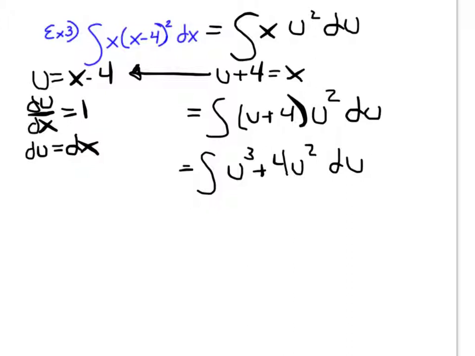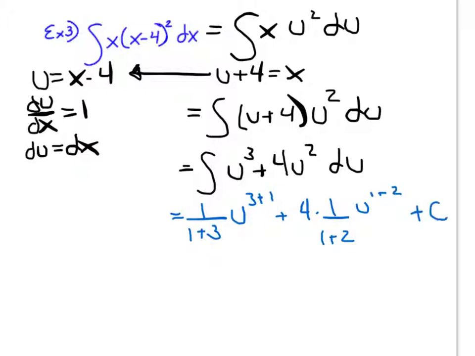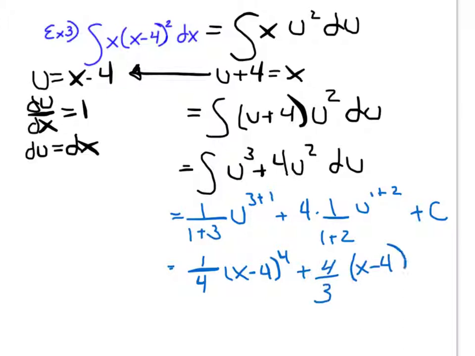So going ahead and integrating this problem, I see that my u cubed does become 1 over 1 plus 3 u to the 1 plus 3, plus 4 times 1 over 1 plus 2 u to the 1 plus 2, and plus c, giving me 1/4. I am going to plug in x minus 4 for u. X minus 4 to the 4th, plus 4 times, this is going to become 1 over 3, so 4 over 3, again plugging in x minus 4 for u, to the 3rd, plus c for my final answer.